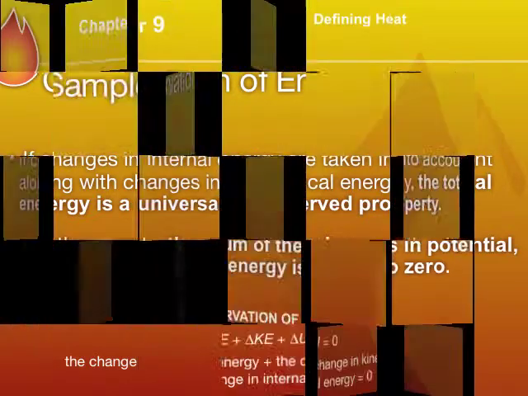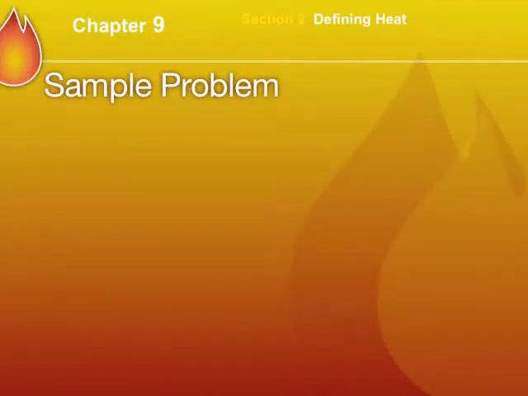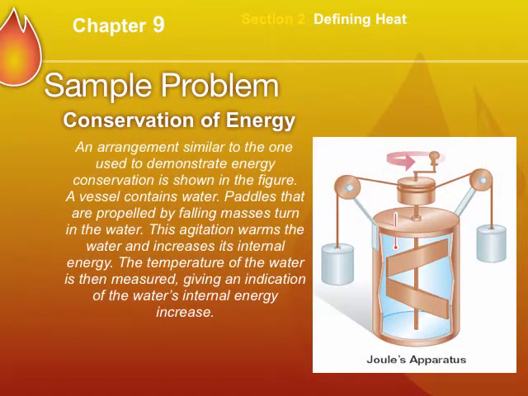Let's try a problem. Conservation of energy. Let's see. This is a Joule's apparatus. It also looks like a calorimeter. We're going to demonstrate energy conservation. A vessel contains water. Paddles are propelled by falling masses turning on the water. This agitation warms the water.